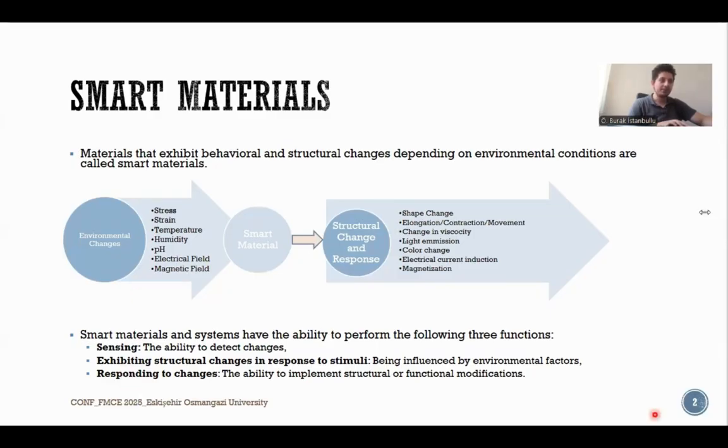In biomedical applications, the environmental change includes stress, strain, temperature, humidity, pH, electrical field, or magnetic field. Depending on these stimuli, smart materials may exhibit shape transformation, elongation, contraction, change in the viscosity, light emission, color change, or induction of electrical current.